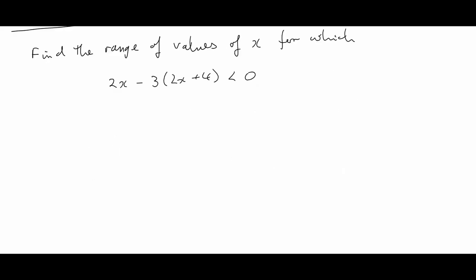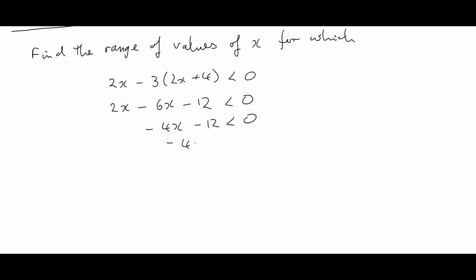You normally have to simplify an expression before you can solve an inequality, or to solve an equation. Look at this one here. Find the range of values of x for which 2x minus 3 times 2x plus 4 is less than 0. We would simplify the left hand side and expand the bracket: 2x minus 6x minus 3 times 4 is minus 12, is less than 0. We have minus 4x minus 12 is less than 0, and then I can add 12 to both sides.